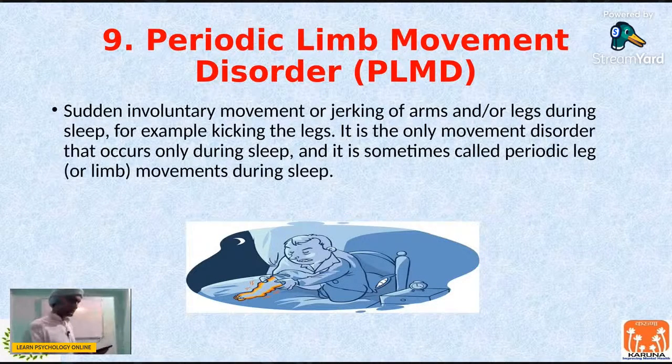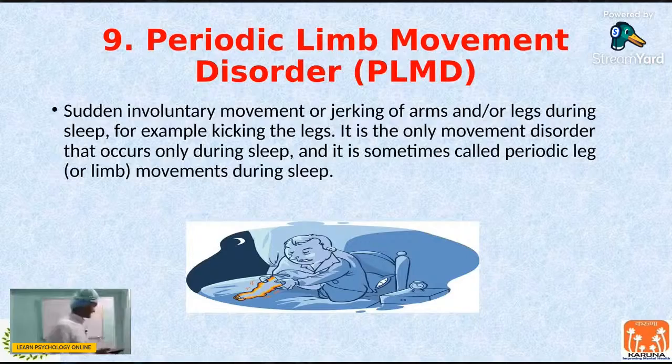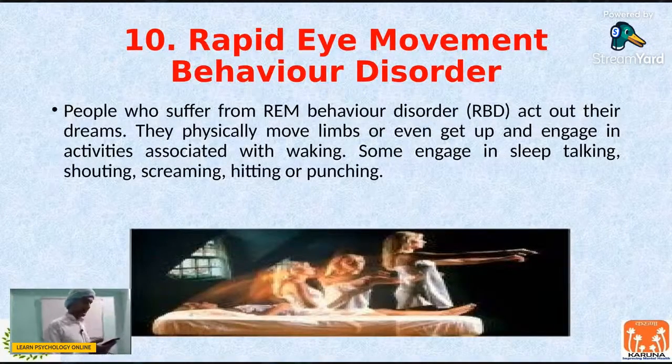So ninth is periodic limb movement disorder, sudden involuntary movement or jerking of arms or legs during sleep, for example kicking the legs. It is the only movement disorder that occurs only during sleep, and it is sometimes called periodic leg or limb movement during sleep. And 10th one is rapid eye movement behavior disorder.